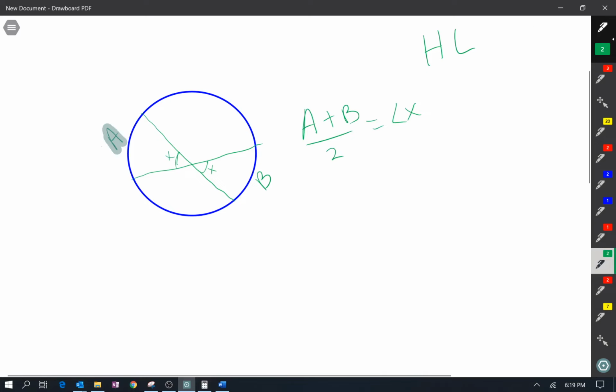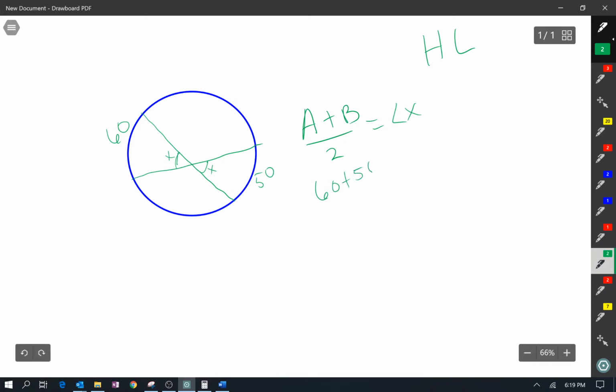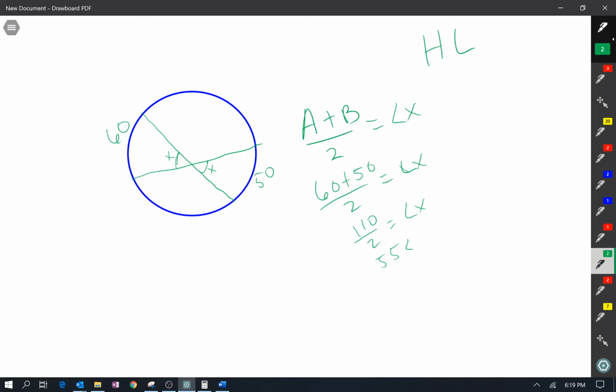So what do I mean by that? Well, let's say this was 60, and this was 50. Then angle x would be the average of 60 plus 50. So you would do 60 plus 50 divided by 2, which is 110 over 2. So angle x is 55. That's it. The average of the arcs is going to be equal to the angle.